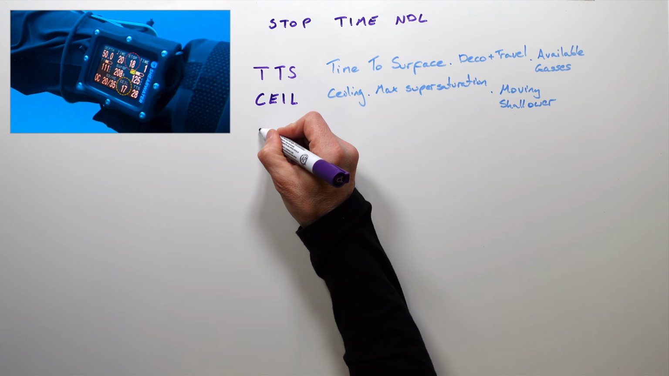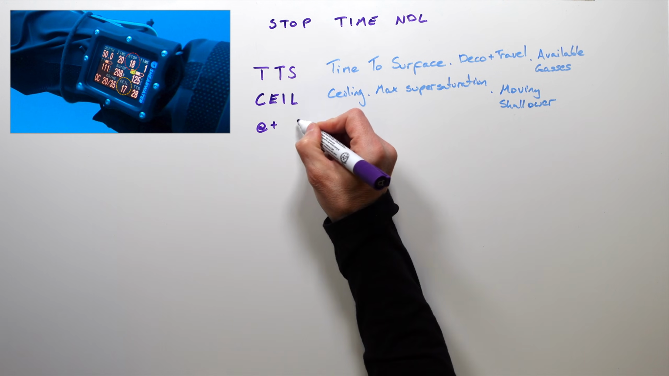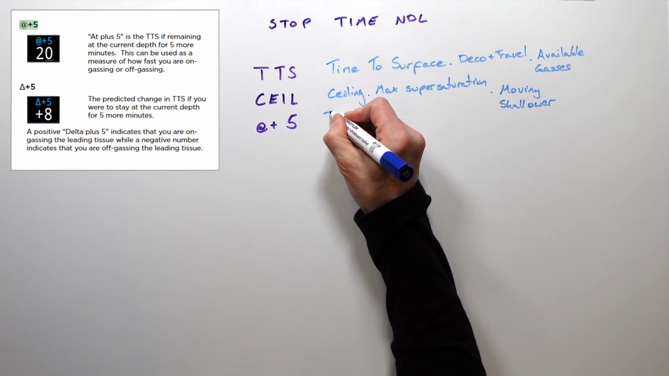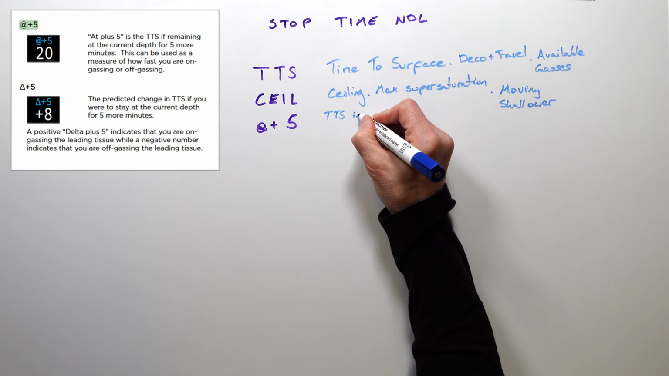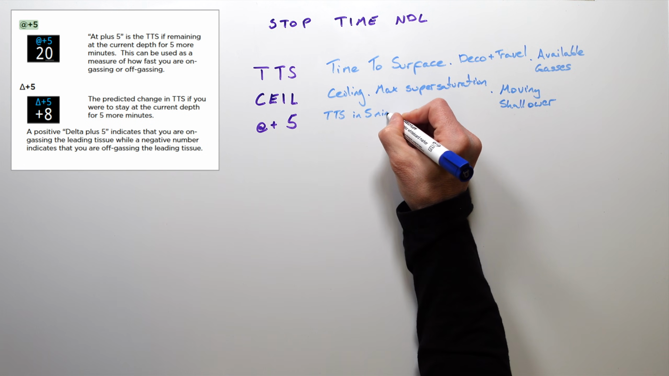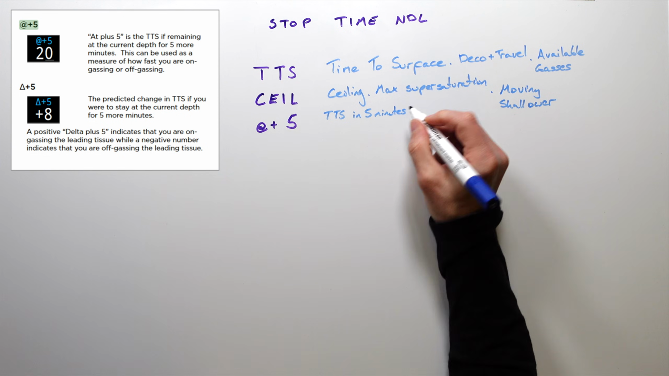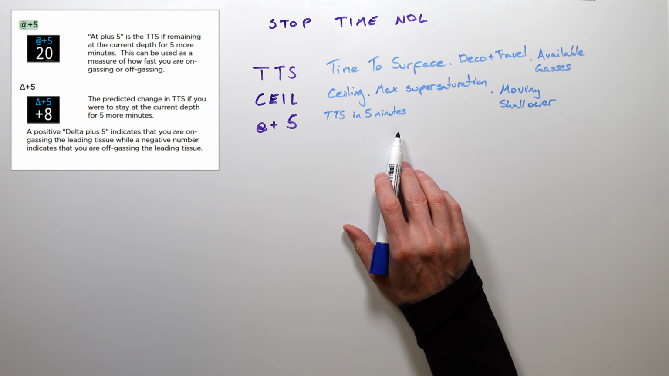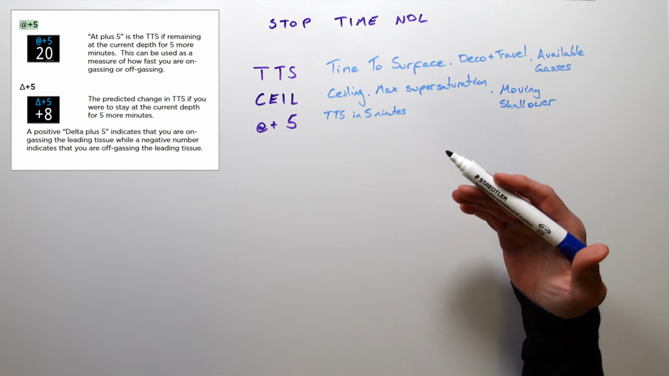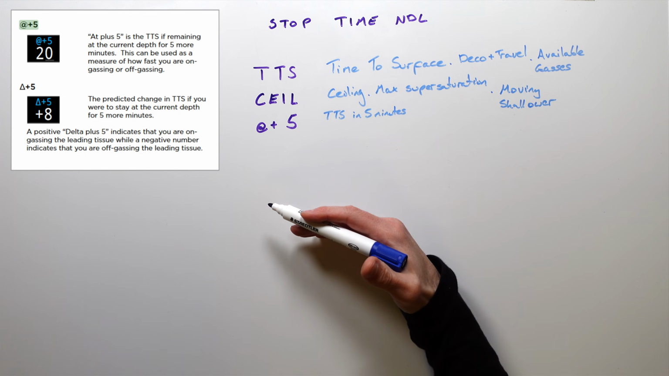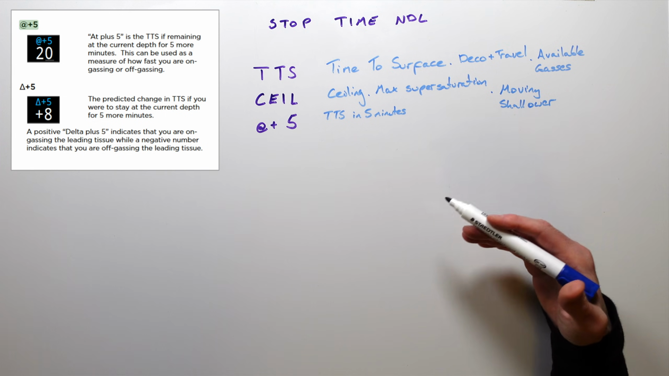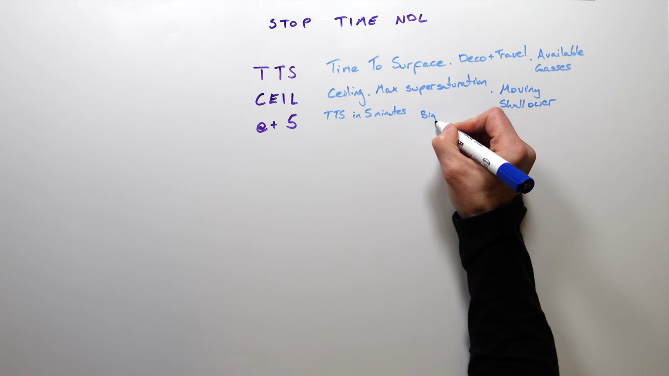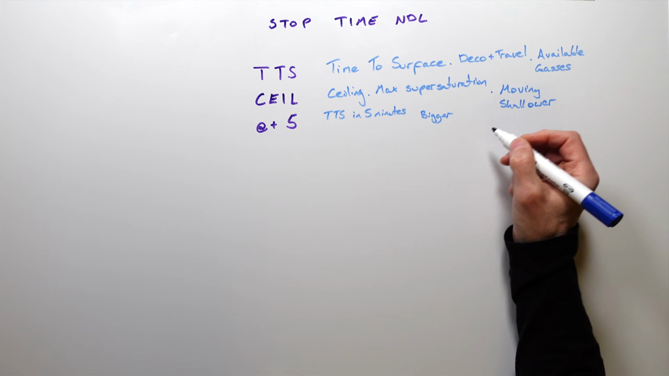The other thing that we've talked about is the @+5. And what that is, that's going to be your TTS in 5 minutes time. What will the new TTS be after 5 minutes? If the new TTS is bigger than the old TTS, that means that you're still on gassing. That means that you've got more deco to come. So if it's bigger, then it means you're on gassing.